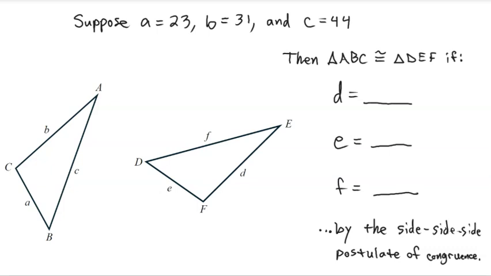Well, we could then say that ABC is congruent to triangle DEF if side D is a certain measure, side E is a certain measure, and side F is a certain measure, by the side-side-side postulate of congruence. Well, what this means is side D would need to be congruent to its corresponding side in triangle ABC. Well, D looks like it's smaller than F, but it looks like it's longer than E. So I think D is the middle length side.